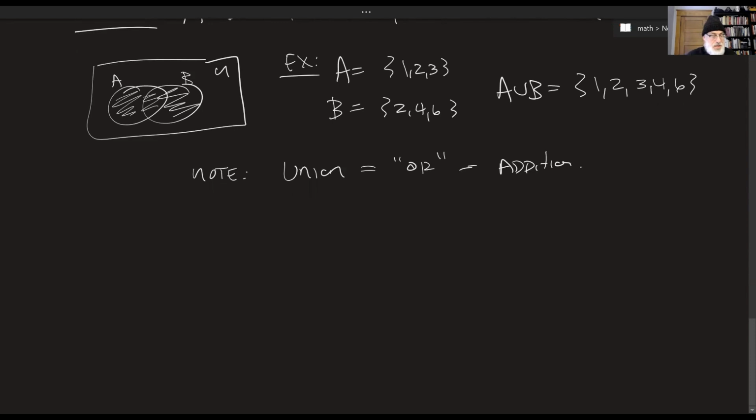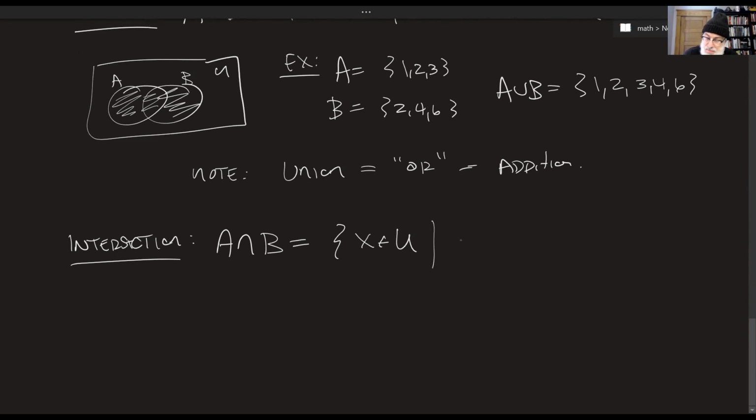Okay, so let's talk about intersection now. This is another set operation. When we say that A intersects B, and that symbol is the upside down U, we define this as being all elements X in the universe such that X is in A and X is in B. So you see the condition is that it's in both.